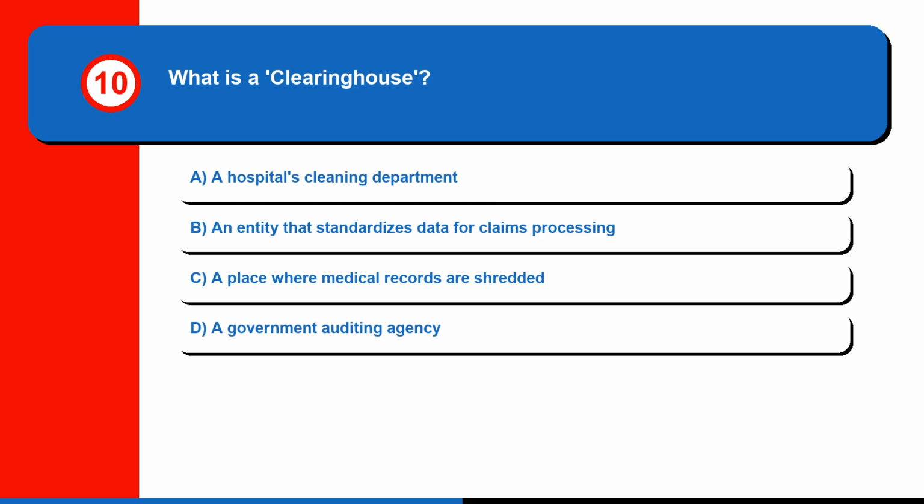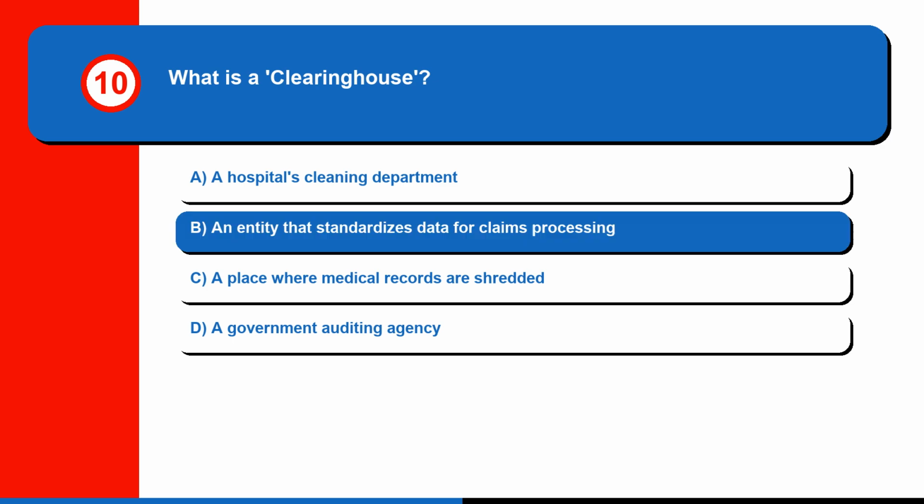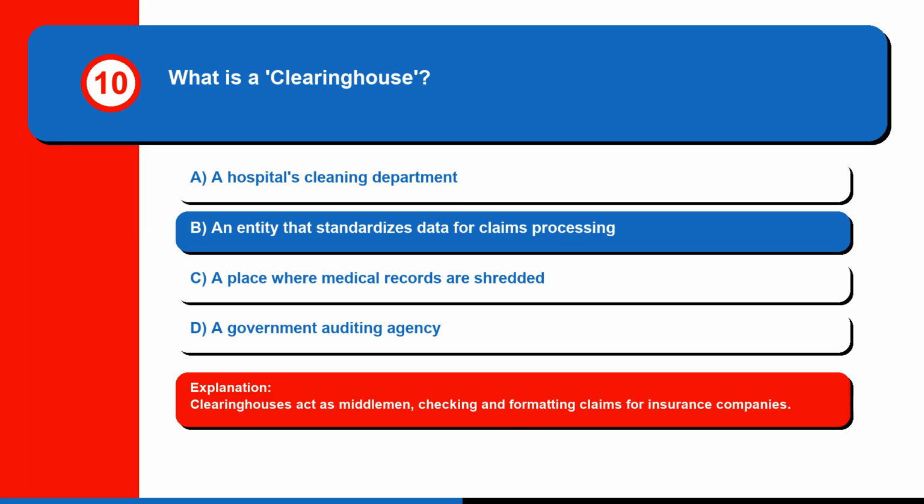Question 10. What is a clearinghouse? A. A hospital's cleaning department, B. An entity that standardizes data for claims processing, C. A place where medical records are shredded, or D. A government auditing agency? The correct answer is B. An entity that standardizes data for claims processing. Clearinghouses act as middlemen, checking and formatting claims for insurance companies.